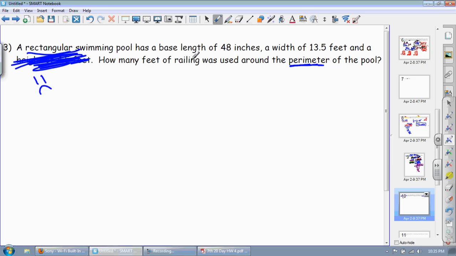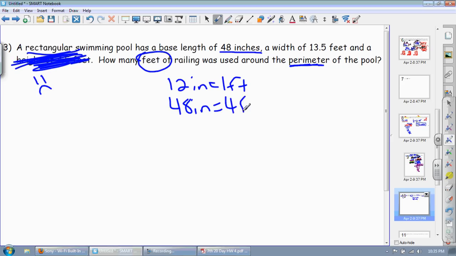And the second part is it says how many feet are used, and this is written as 48 inches. So we have to change it from inches to feet. Well, if 12 inches is 1 foot, then 48 inches would be how much? You can say 12 times what is 48? Hopefully you can recognize that is 4 feet.